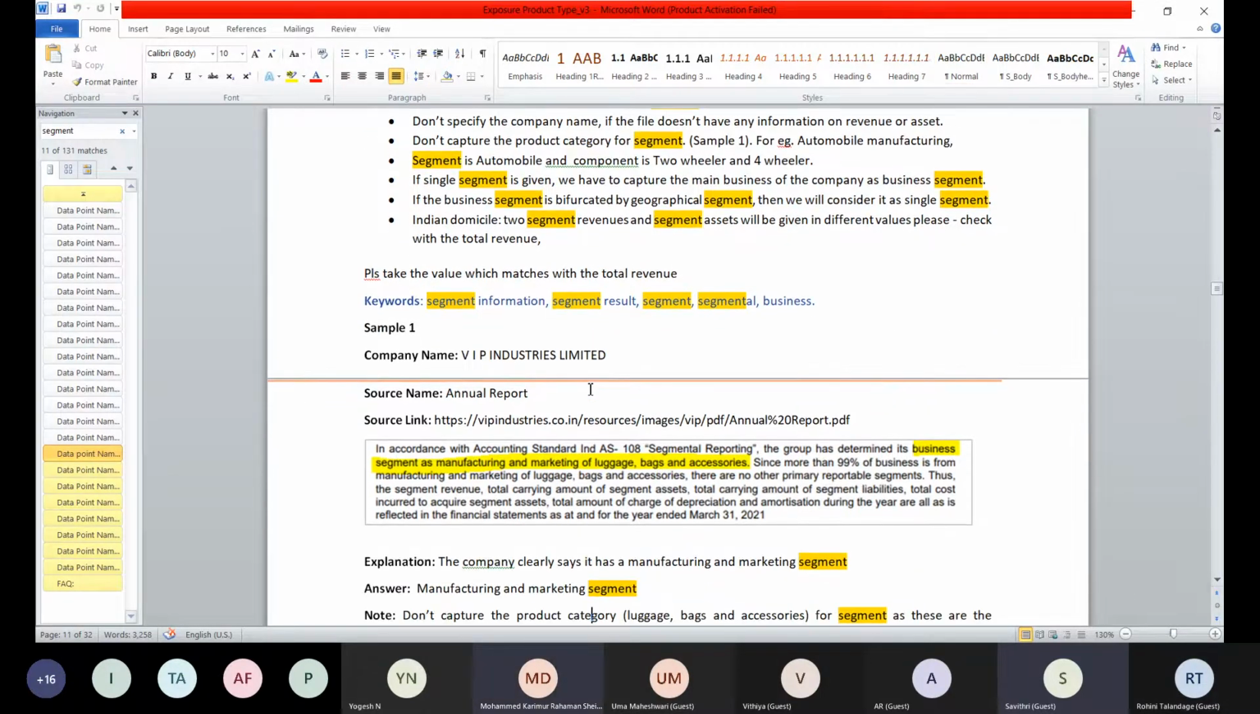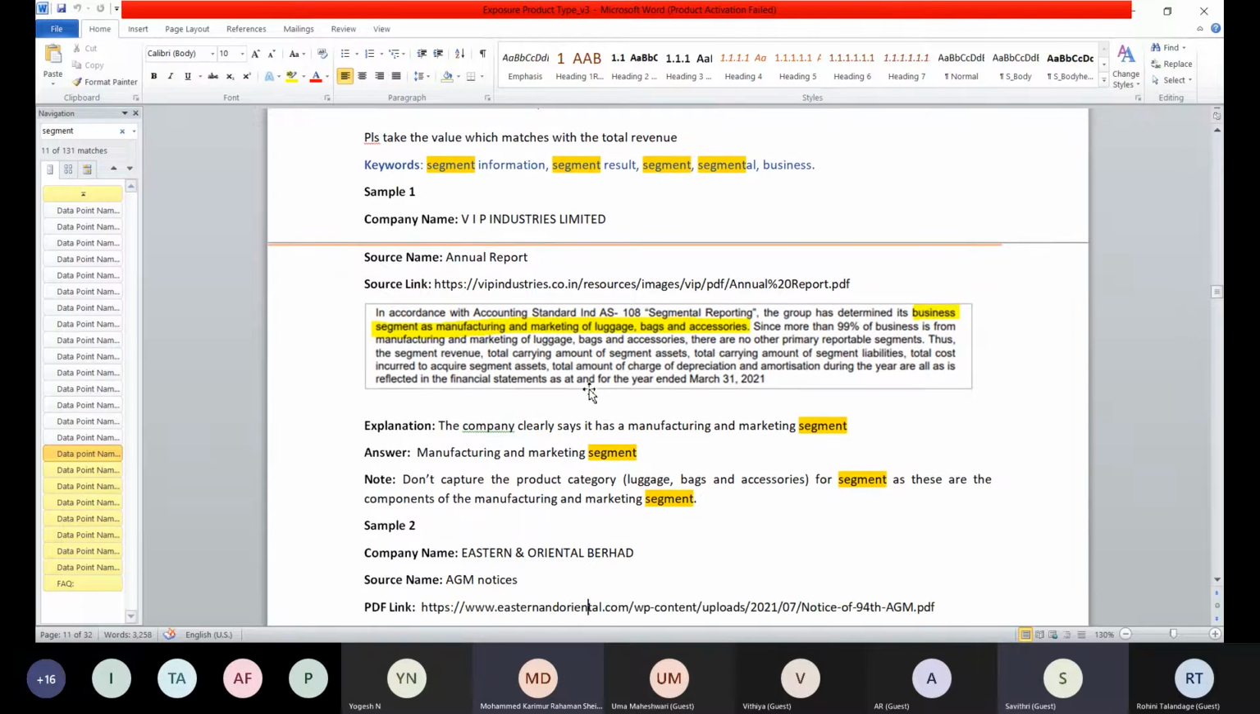So if you see this image, the highlighted part says the group has determined its business segment as manufacturing and marketing of luggage, bags and accessories. So all this is related to manufacturing only. They are manufacturing and marketing. So by seeing this, we can come to a conclusion that the company is into a single business.